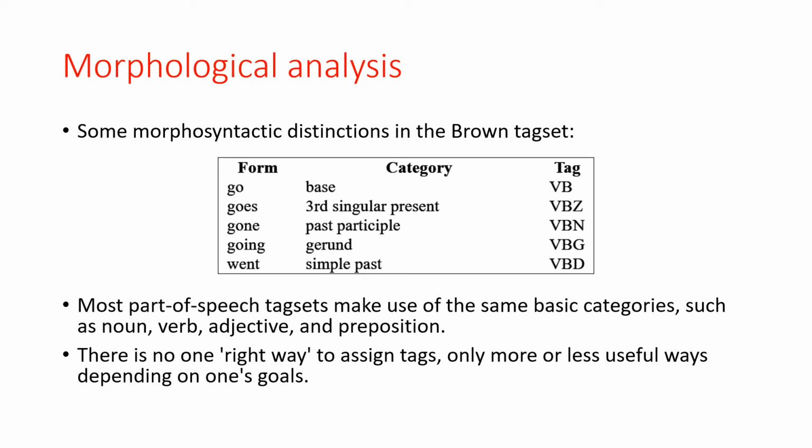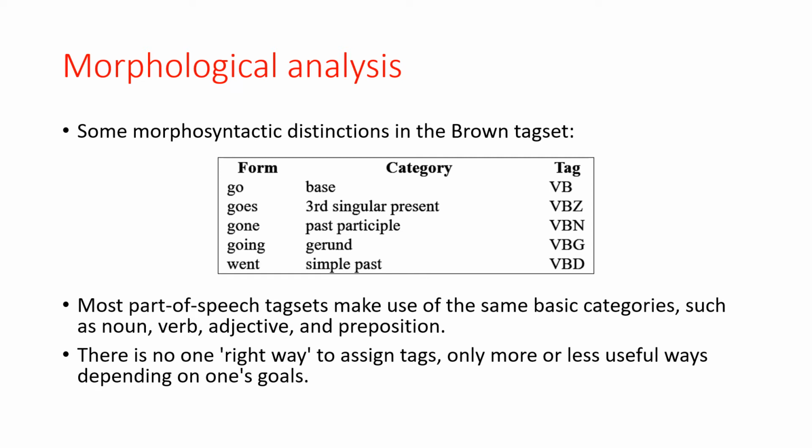We can easily imagine a tag set in which the four distinct grammatical forms just discussed were all tagged as VB for verbs. Although this would be adequate for some purposes, a more fine-grained tag set provides useful information about these forms that can help other processors that try to detect patterns in tag sequences. The Brown tag set captures these distinctions as shown in this table.